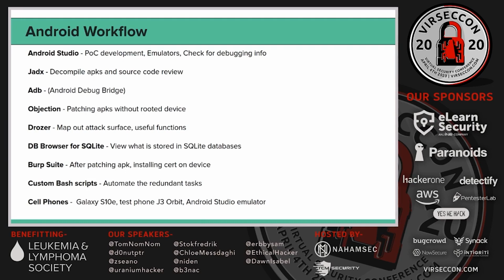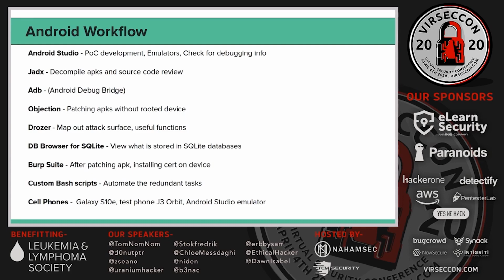Next is JADX. I use this to decompile APKs and do source code review really fast. There's a GUI version and there's also a command line version of JADX. Next, ADB, also known as Android Debug Bridge, is a must-have utility for mobile Android hacking, because what you'll do is install the application, then pull the application that you installed off of your phone to your computer, and then decompile it with a tool like JADX.